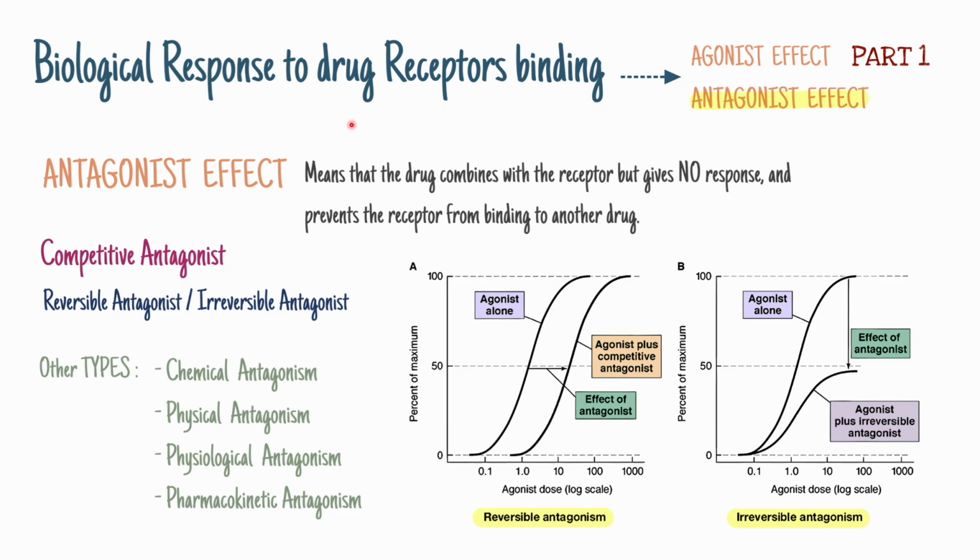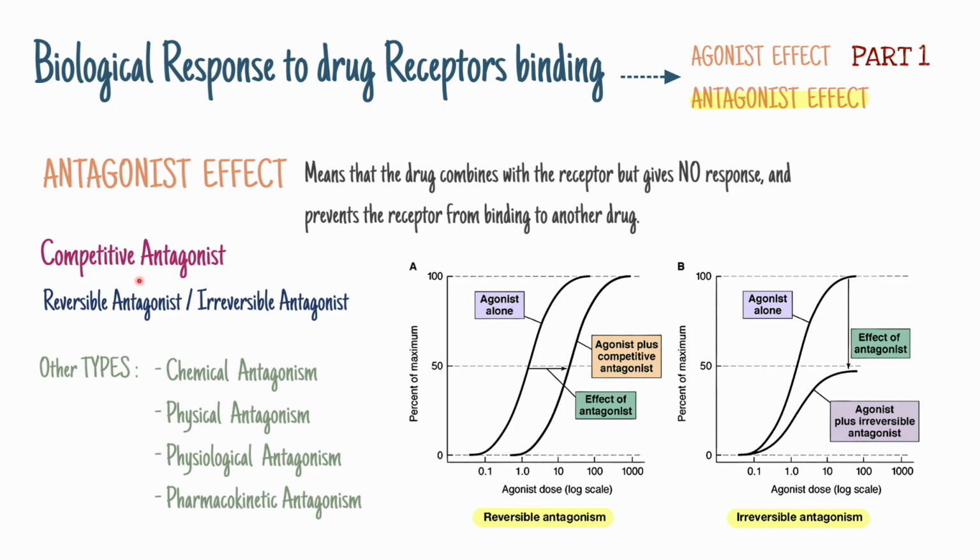Today, our topic will be about the antagonist effect, which is the second main part of the biological response to drug receptors binding. As a definition here, the antagonist effect means that when the drug combines with the receptor, it gives no response. Because when a drug binds with a receptor, it blocks its action. And as a result of blocking this action, the receptor that is meant to do a job is not able to do it anymore.